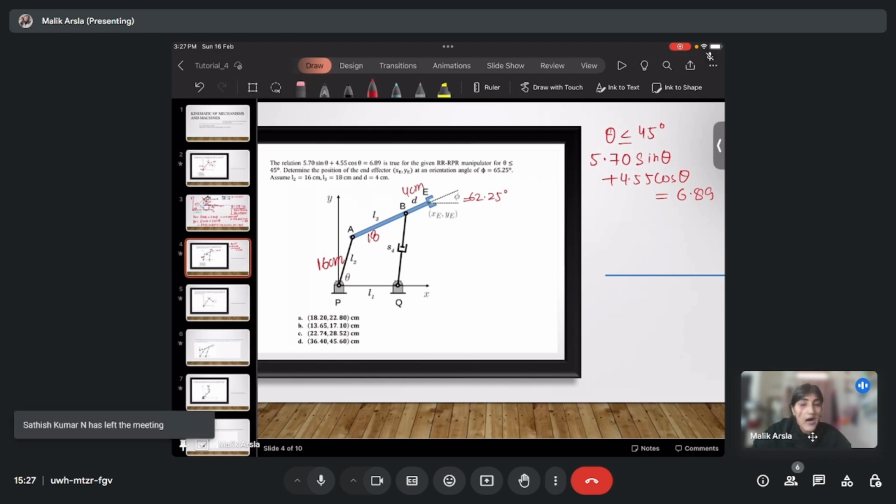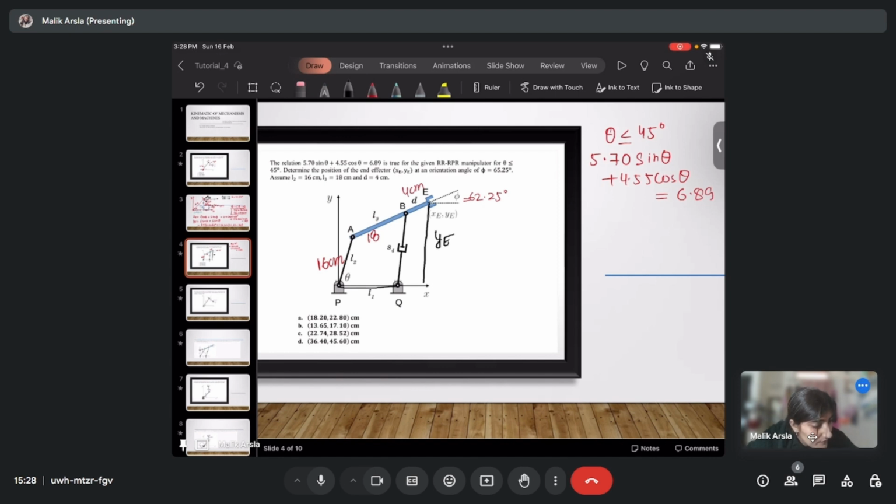How shall we do it? Anybody wants to tell how will we do it? See, just like the previous question, ultimately we want to figure out this, which is y, right?